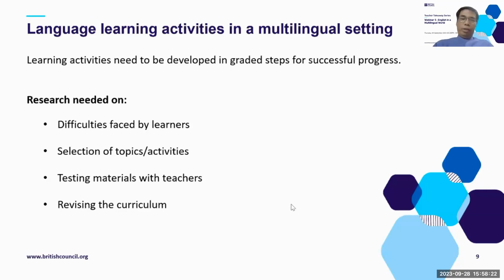So we need to create the materials, and then test them with teachers, and they can use them in the classroom. Based on their experience in the classroom, we can revise the curriculum. This is our cyclic process of planning, implementation, and review. This will be a process in which our teachers here and beyond will be involved. So, can we move to the next slide?